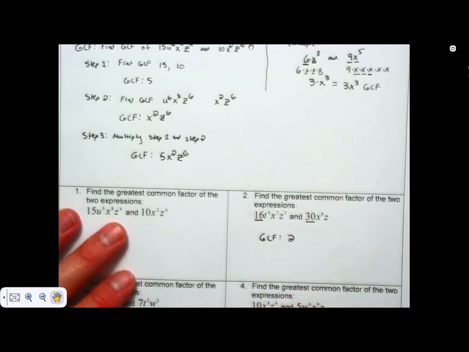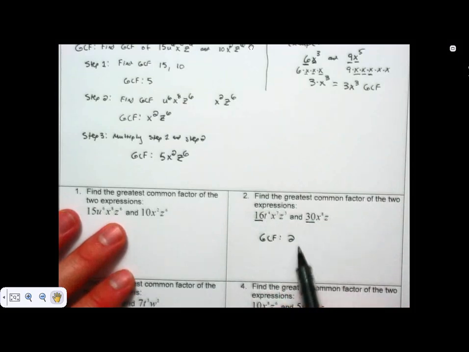And now I look at the variable pieces. So I'm going to start with the t's. So this first term has t to the 4th. The second term doesn't have any t's. That means my greatest common factor can't have any t's either.